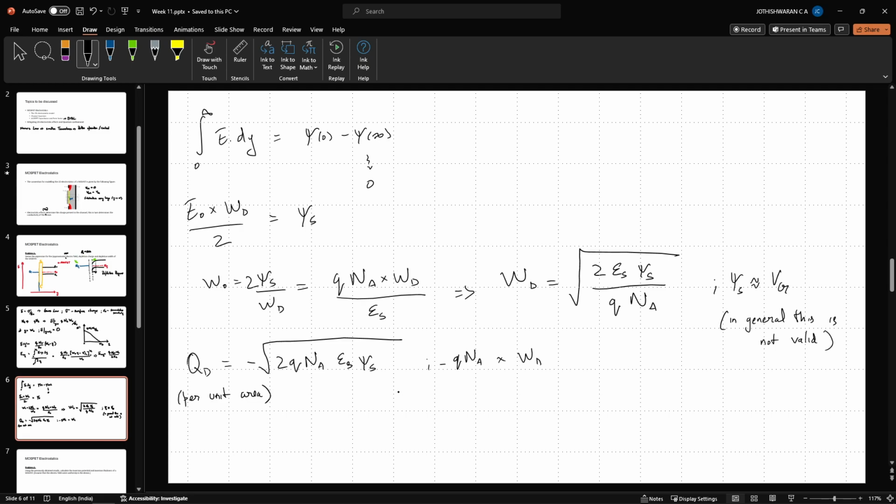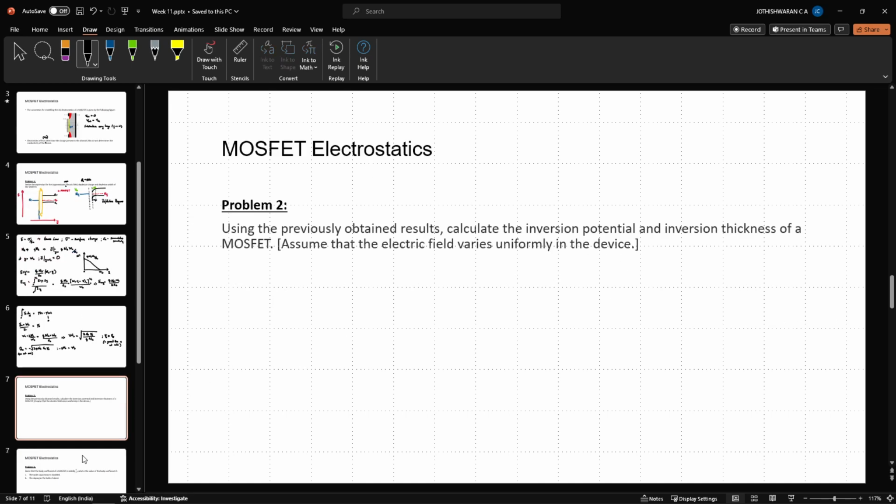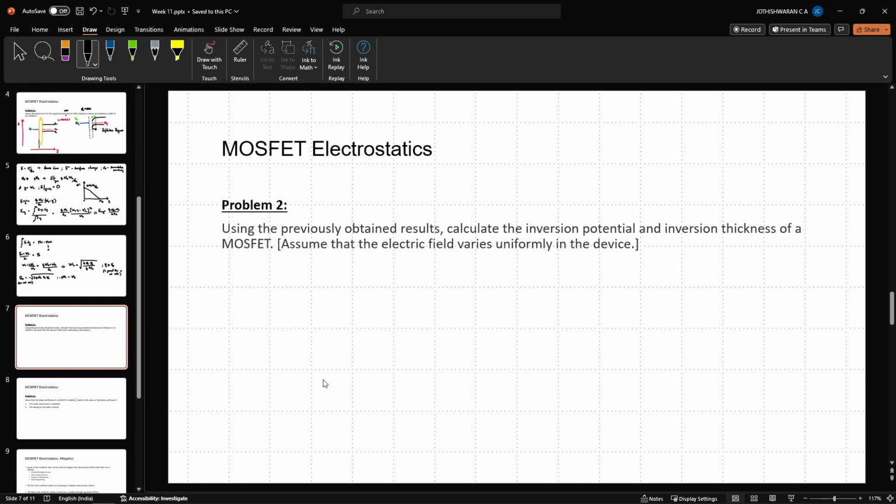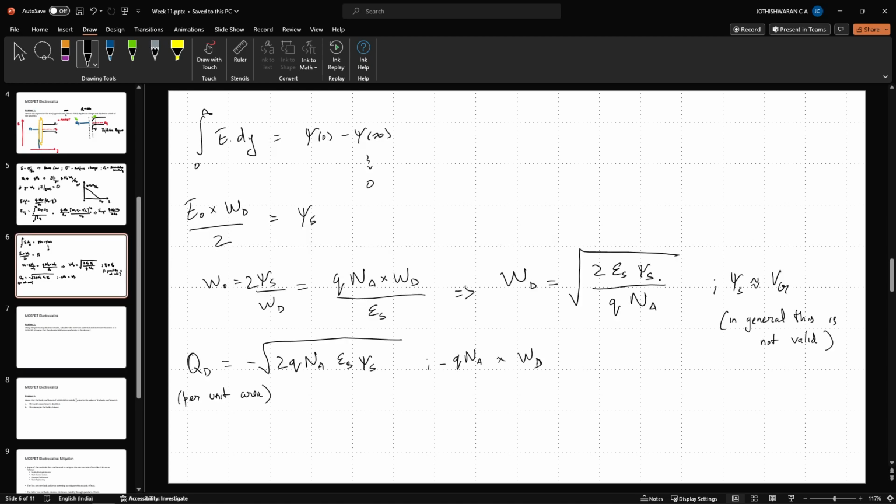So that way, I just multiply this with the charge density and WD. WD I found out to be this. So when I multiply this, we'll get this to be our depletion region charge. Again, this is an immobile charge. Okay. So now this gives us an idea of some things.